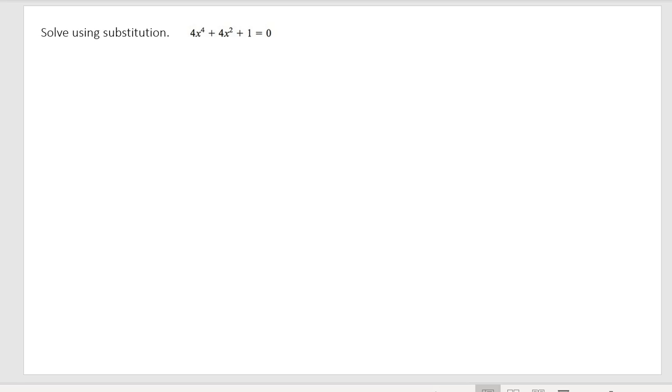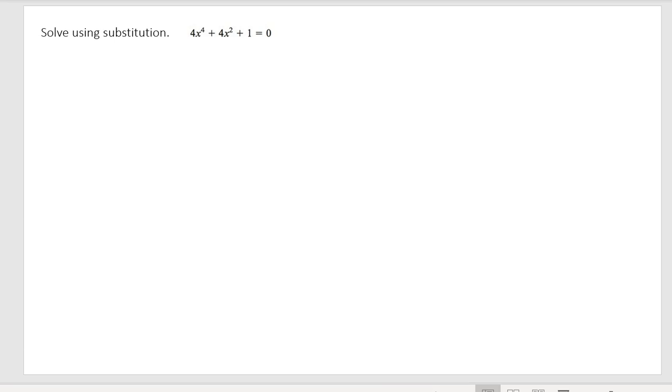Now, we're going to apply what we just reviewed to solve using substitution, where we're going to reduce each of these equations into a quadratic form equation so that we can solve it. Right now we have x to the fourth, which we haven't learned how to solve. So far we've only learned linear and quadratic.